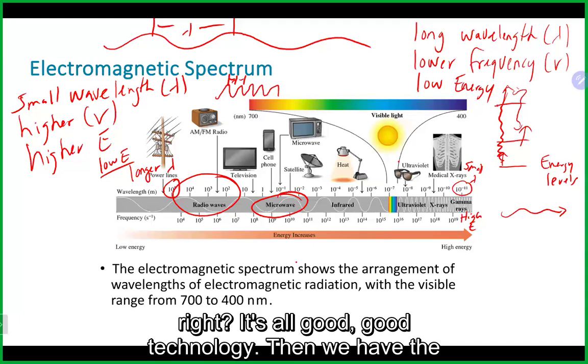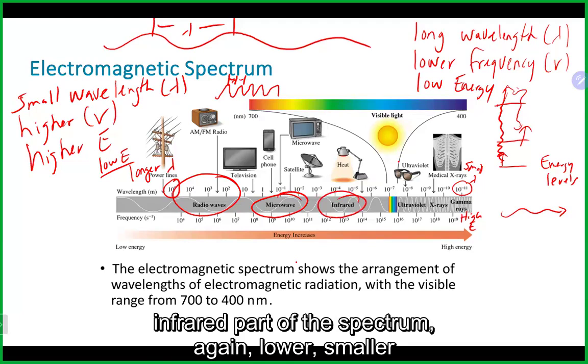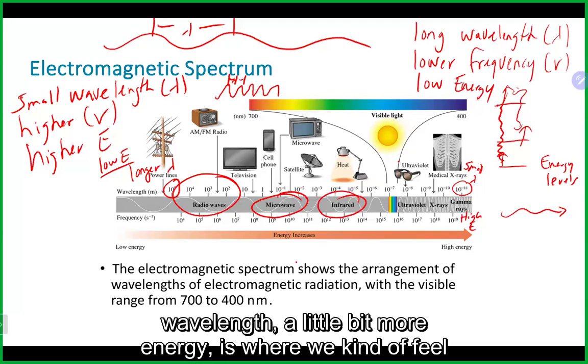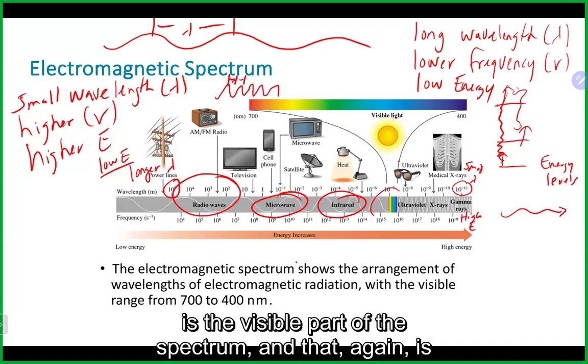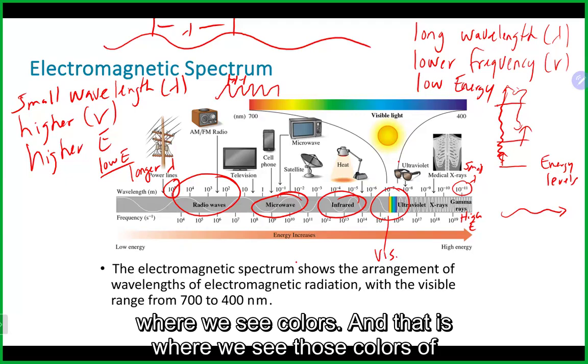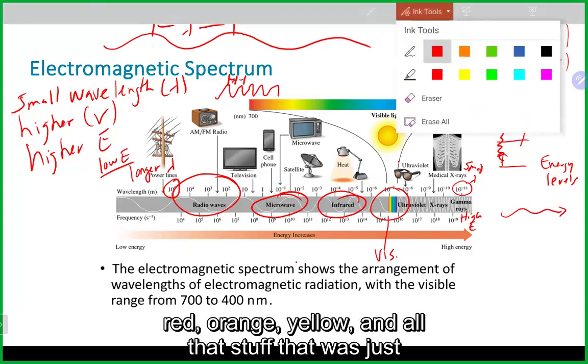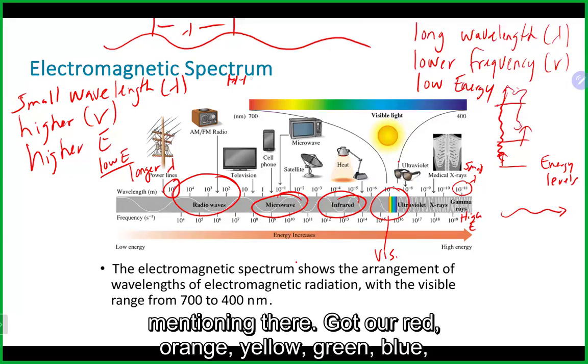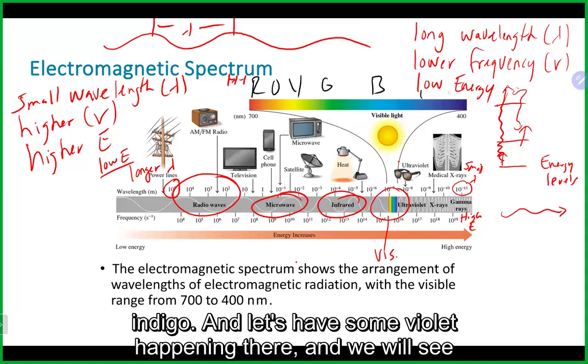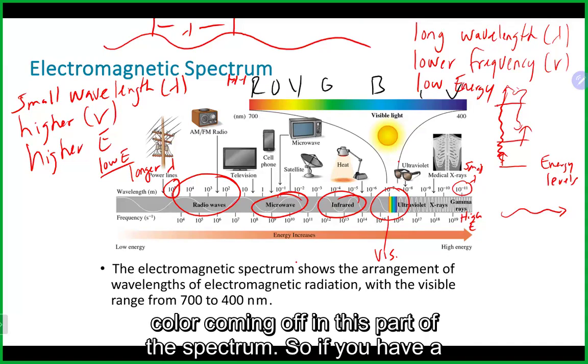It's all good. Good technology. Then we have the infrared part of the spectrum. Again, smaller wavelength, a little bit more energy is where we kind of feel heat and stuff coming off. And then we get to right here, which is the visible part of the spectrum. And that again is where we see colors. And that is where we see those colors of red, orange, yellow and all that stuff that I was just mentioning there. Got our red, orange, yellow, green, blue, a little indigo, and some violet happening there. And we will see color coming off in this part of the spectrum.